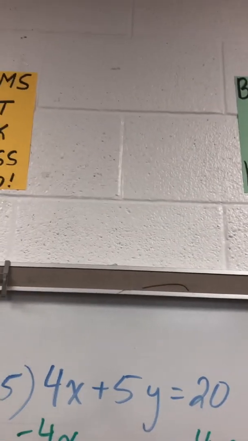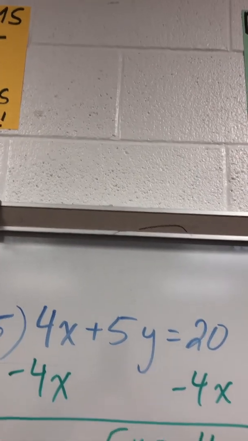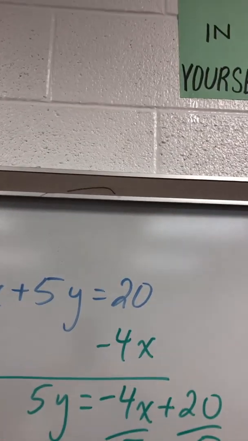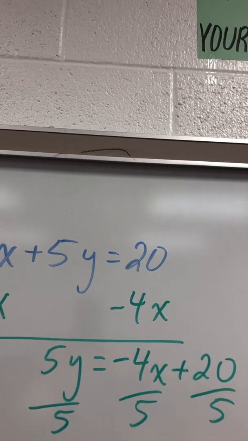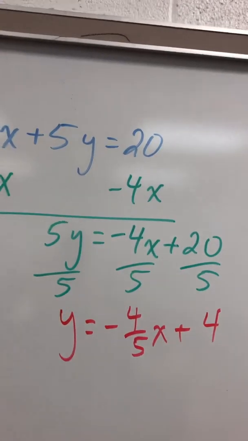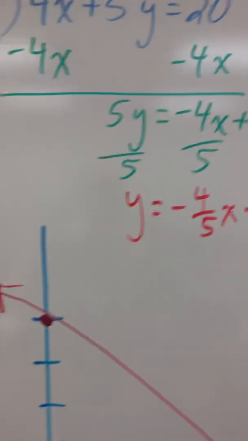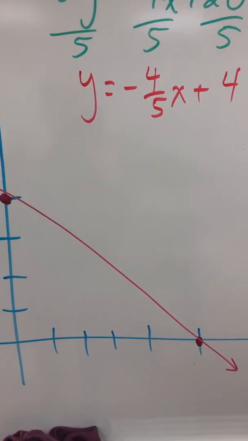4x plus 5y equals 20. You're going to minus 4x from both sides. You get 5y equals negative 4x plus 20. Divide all three terms by 5. 20 over 5 is 4, right? So you start your graph at 4, and you go down 4 over 5. There's your graph.